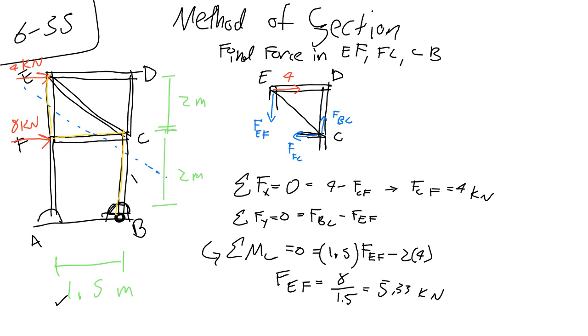And what else? So now we've found that, well, this tells us that BC should be the same thing. So, all right, once we solve for this, that tells us FEF and FBC are the same. So this is also equal to, F is also equal to FBC.